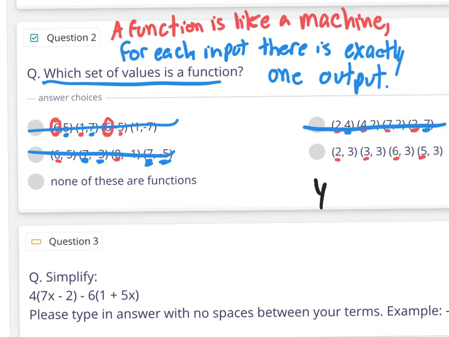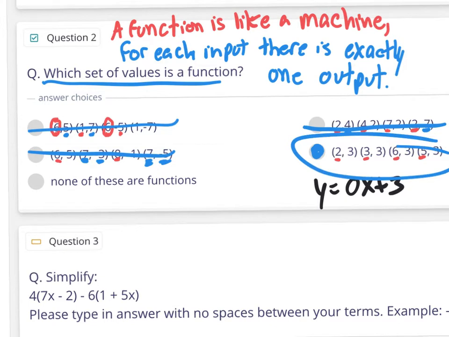This is the actual function y equals 0x plus 3. So you see, whatever number you plug into x, when you multiply it by 0, it's going to become 0. And if you add 3, your output will be 3. So this is definitely a function. This is the only function, all right? So this is the correct answer for number 2.